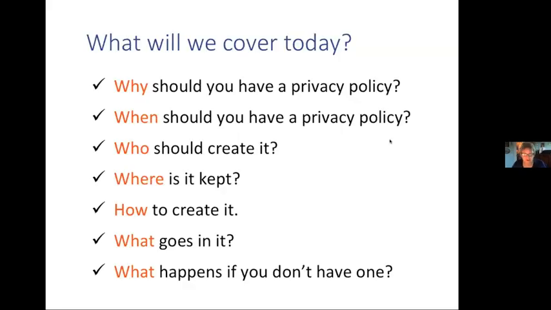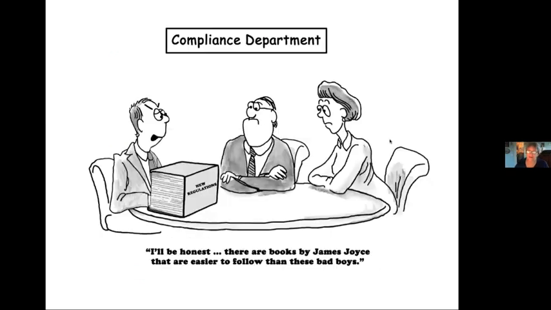So this is what we're going to cover today. We'll talk about everything to do with privacy policies: why you should have one, when you should have one, who should create it, how to create it, what goes in it, and what happens if you don't have one. And we'll get into all of those in detail. Now, the privacy policy, the Office of the Information Privacy Commissioner, and the Personal Information Protection Act can be a bit confusing, but we'll walk you through this, and we've got some great resources that'll pop up a couple of times for you.